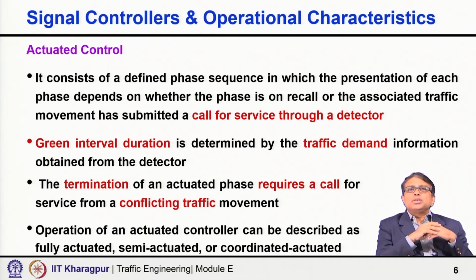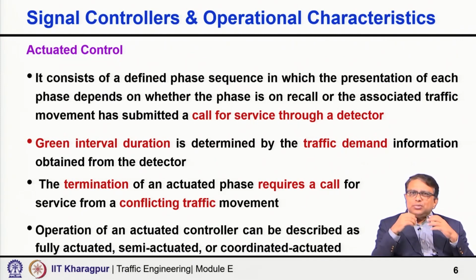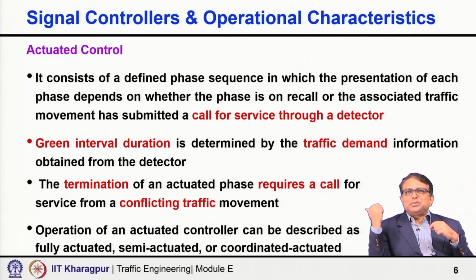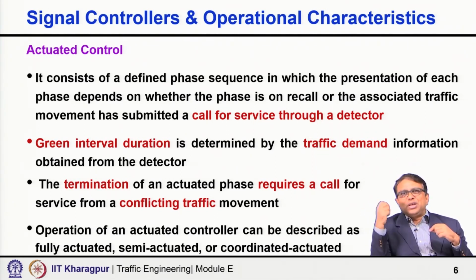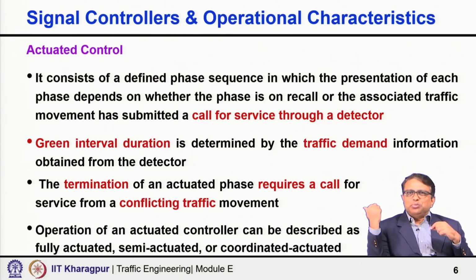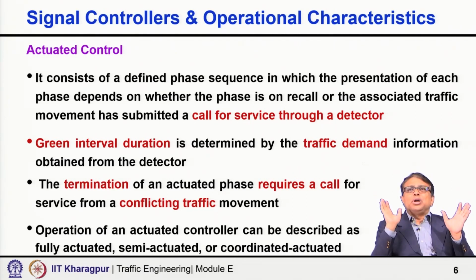And of course, the termination of an actuated phase requires a call for service from a conflicting traffic movement. When you know that on another approach a vehicle is waiting, it is not that whenever you sense a vehicle you will always jump to that movement, right. You may not do that, but there will be other criteria: minimum time, maximum time, how much minimum green you want to give, how much maximum you want to go. All such kinds of rules will be there.